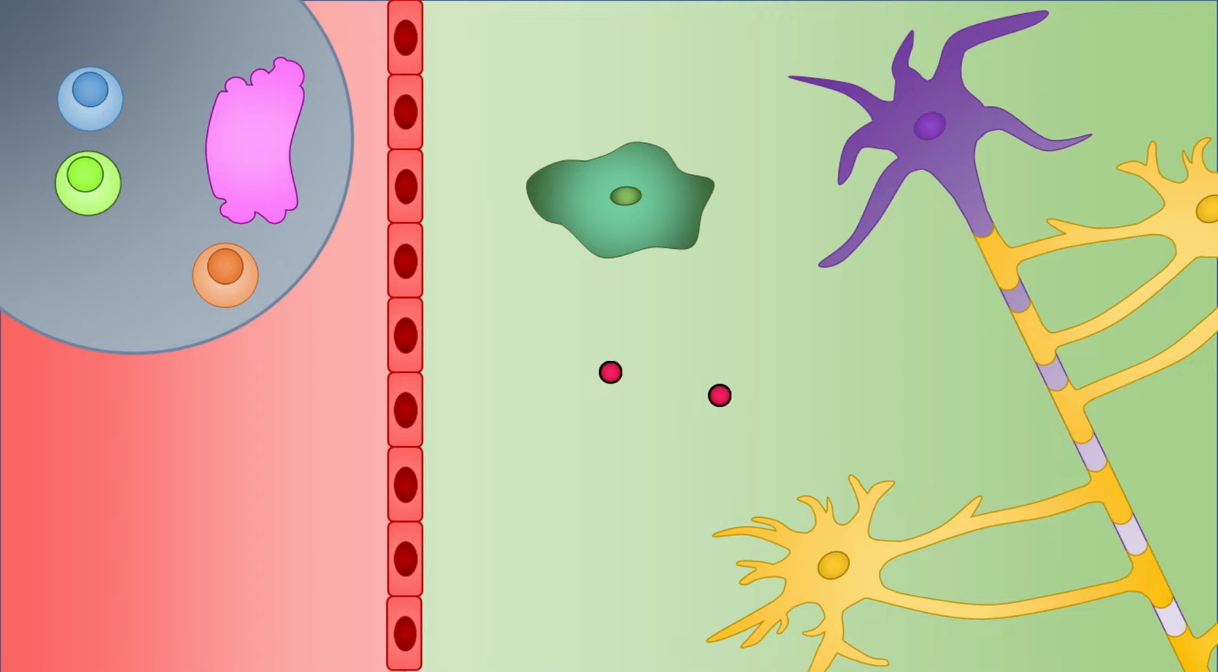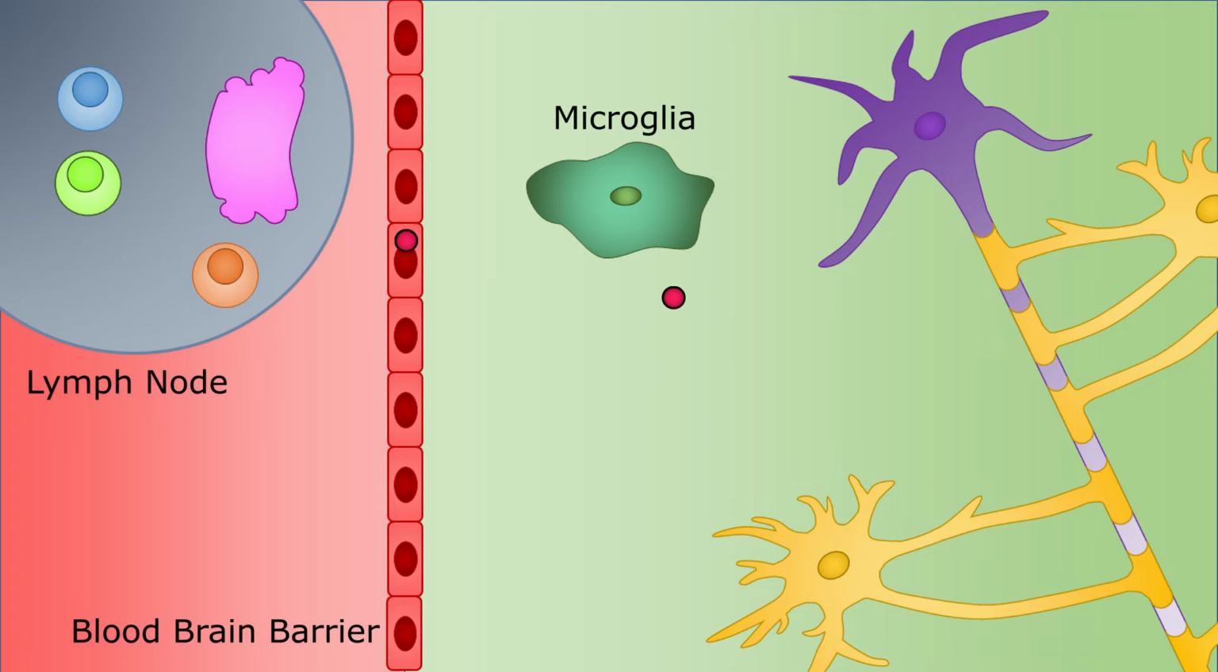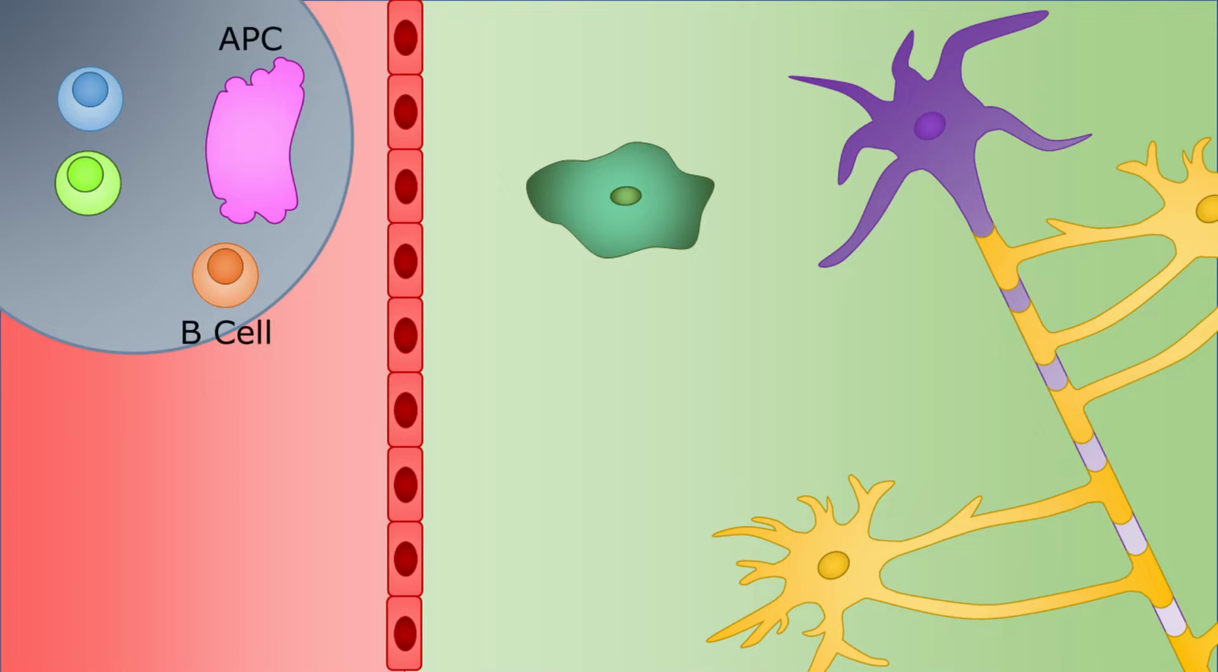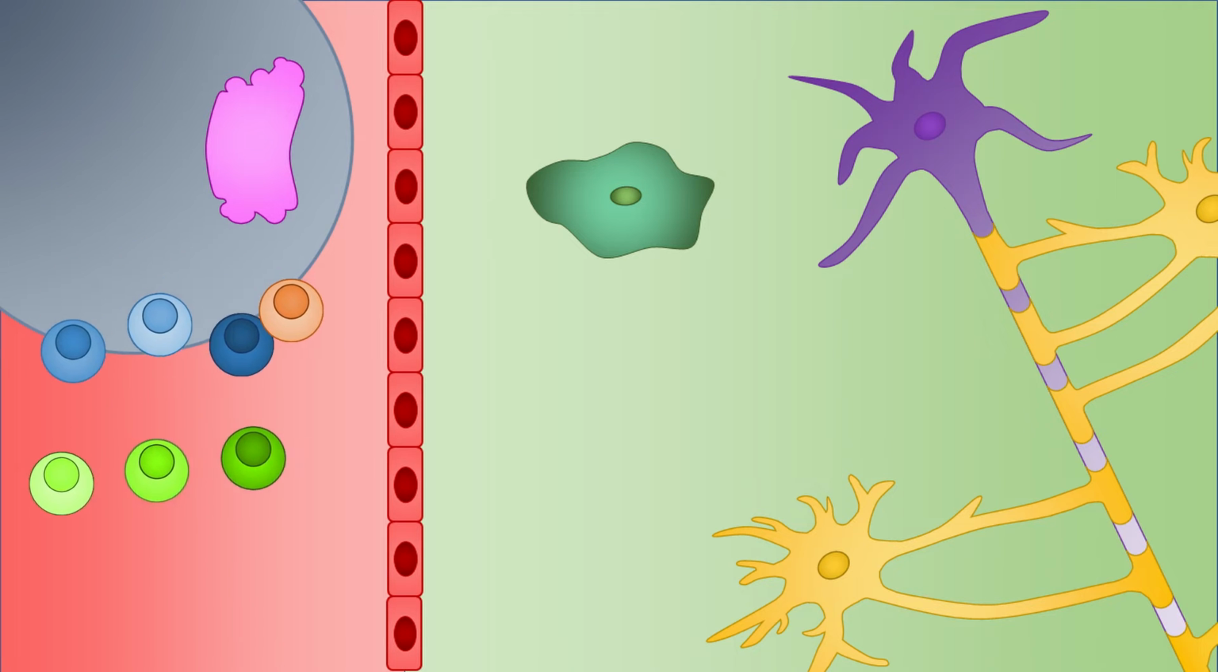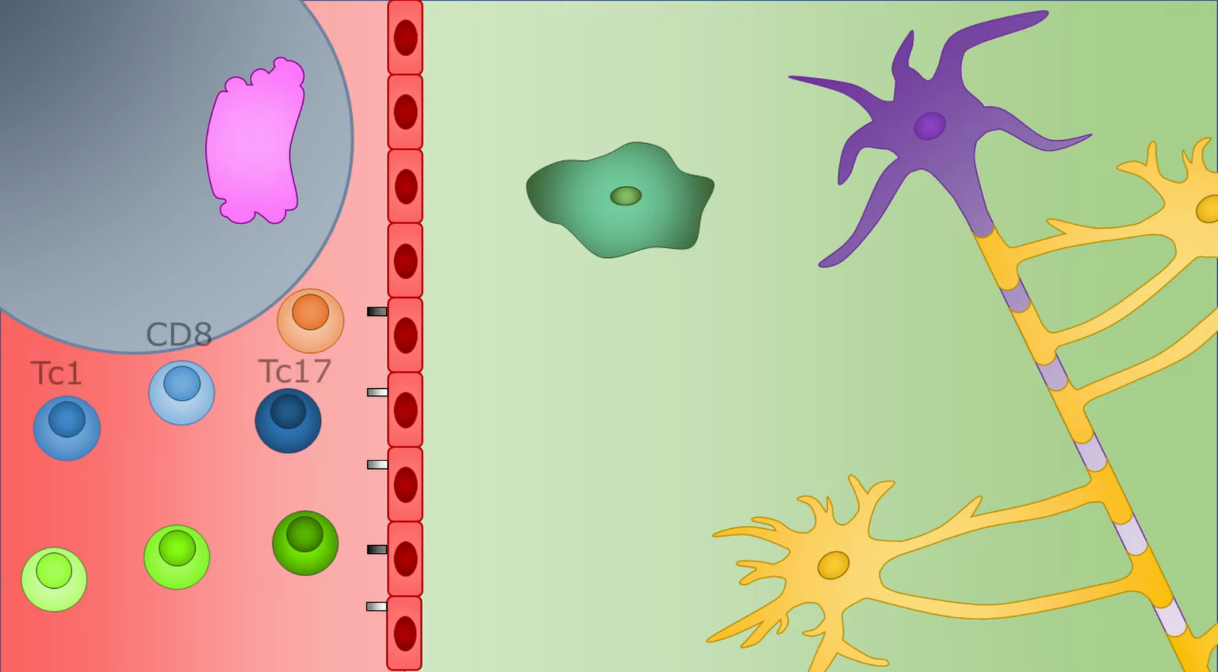These antigens are then taken up by the lymph node after traversing the blood-brain barrier, and by microglia in the CNS. Here, antigen-presenting cells like B cells, dendritic cells, and macrophages process the antigens. APCs then express these antigens using major histocompatibility complex class 1 and 2 to the naive CD8 and CD4 T cells, respectively. This exposure causes the T cells to differentiate into different types, depending on cytokine exposure. This is the first activation stage, and to continue, they must be reactivated.